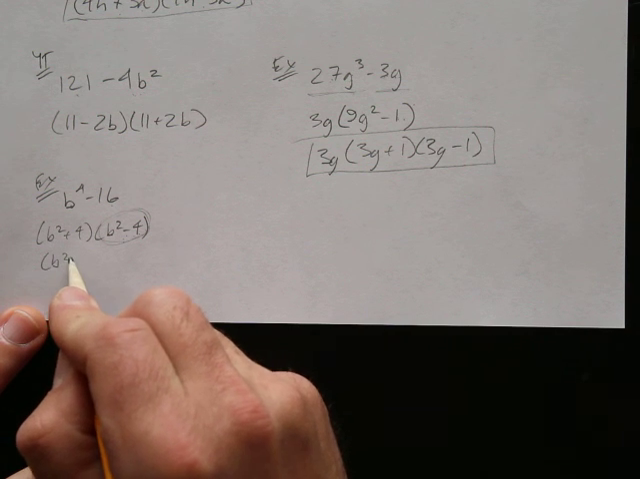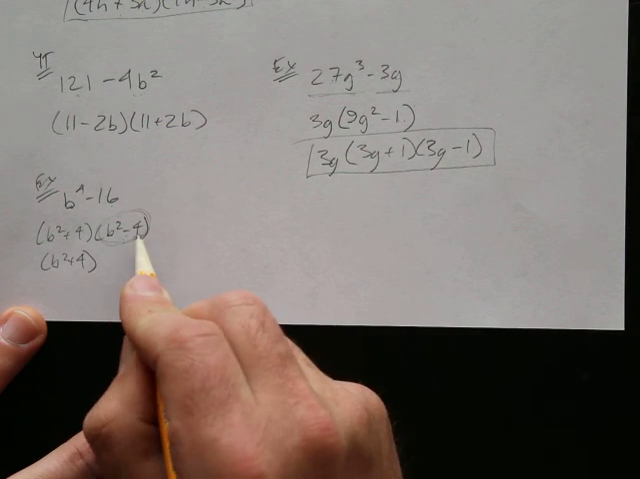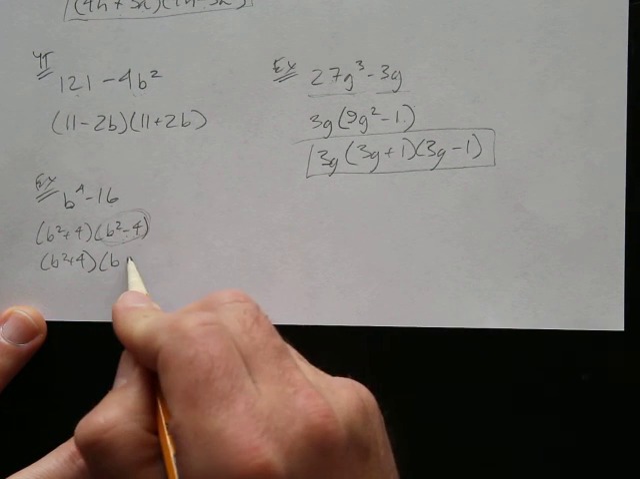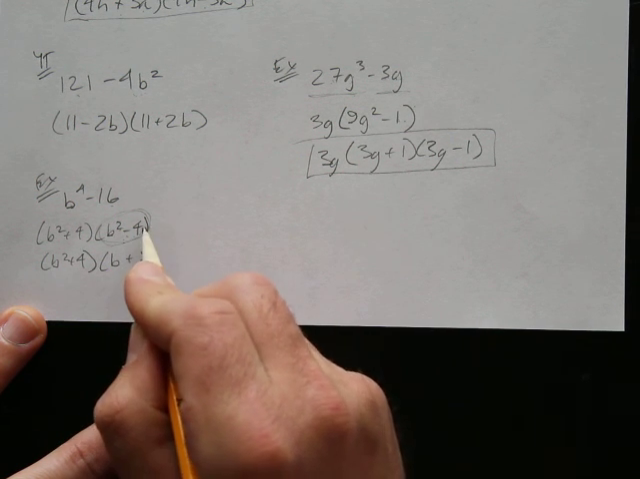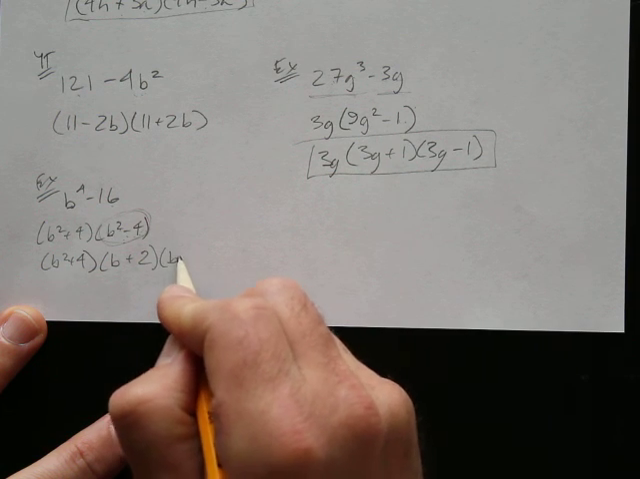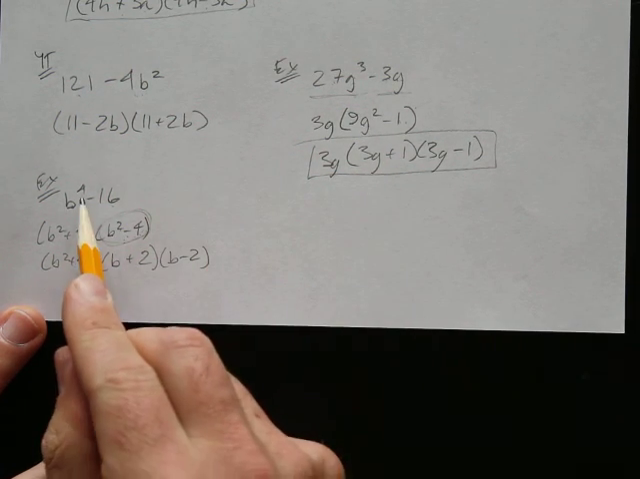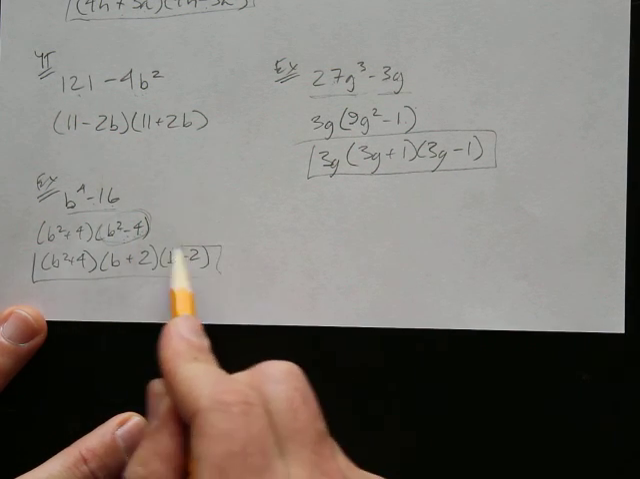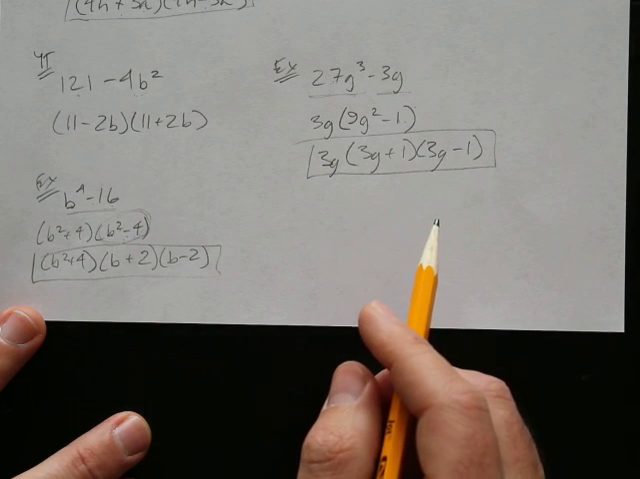So I've got b squared plus 4. And then this would be b times b is b squared, plus 2, the square root of 4 is 2, times b minus 2. So I did the difference of squares 2 times for this binomial. And now I'm all done. I can't do anything else.